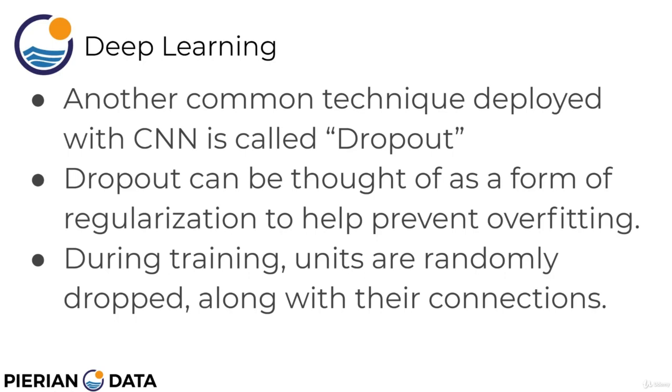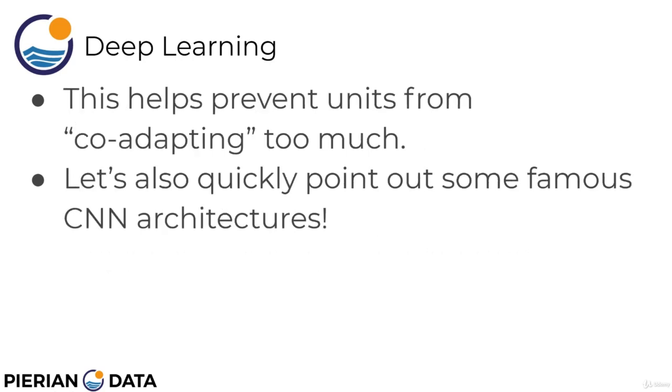You can say something like 0.5. And what that means is as you go through training, randomly 50% of those neurons in that layer are going to be turned off, so they don't overfit too much to the actual training data. So again, this helps prevent units from co-adapting too much.